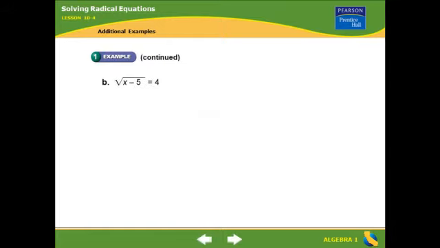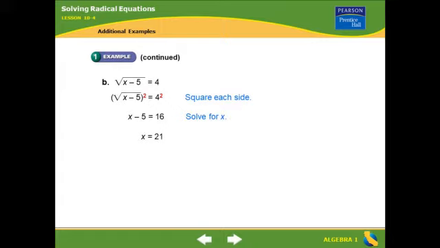Another example. The square root of x minus 5 equals 4. The first thing that we're going to examine in the given equation is whether the radical expression is already isolated on one particular side. In this case, it is already isolated. So what we're going to do is simply square both sides. The square of the left side would be x minus 5, and the square of the right side would be 16. Solving for x, we add 5 to both sides, and we will get x equals 21.